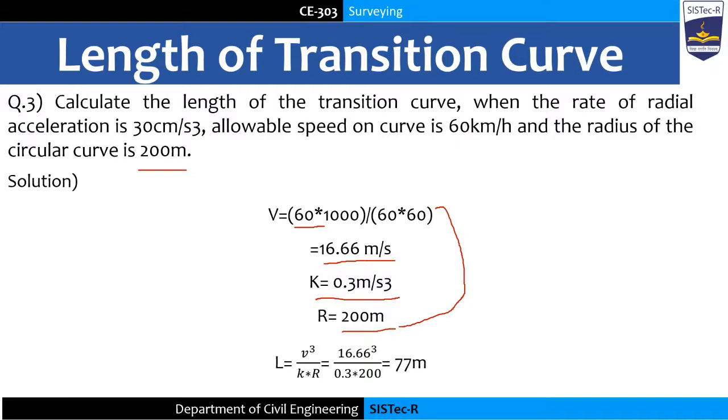So the length of transition curve is given by v cube upon k into r. I will put the value of v, that is 16.66 cube upon 0.3 into 200. This will give me the length of transition curve as 77 meter. So first I converted all the values in meter per second, and then I calculated the length of transition curve, which is v cube upon kr, and that gives me 77 meter. So we have finished all the criteria for the calculation of length of transition curves.